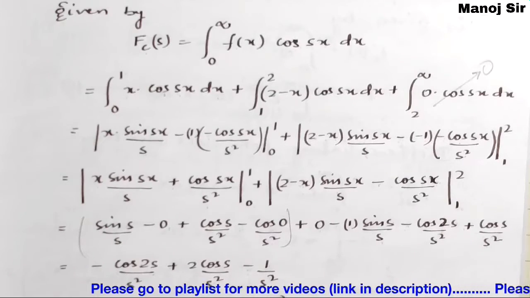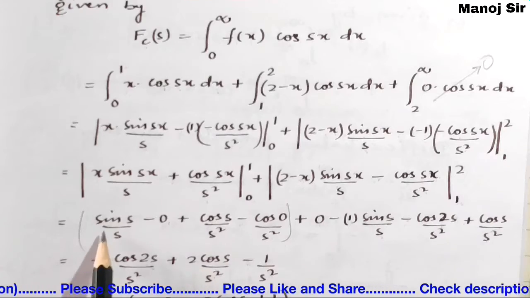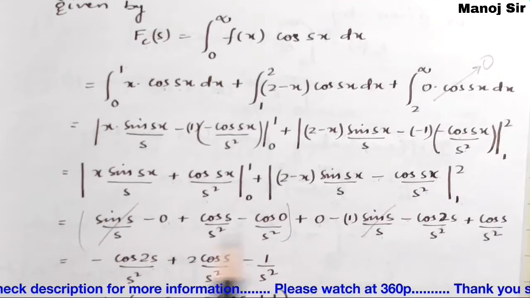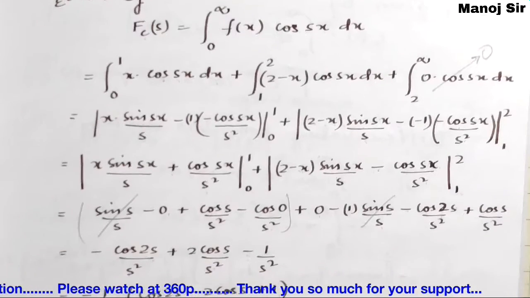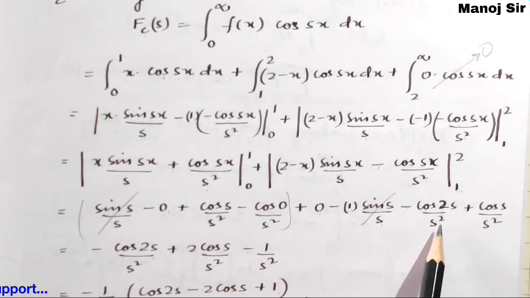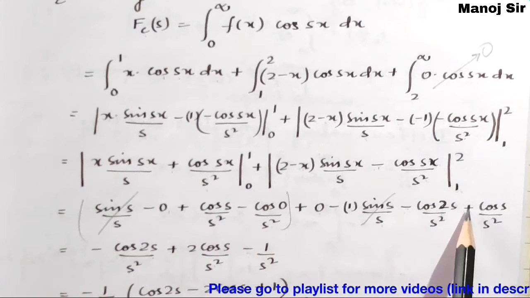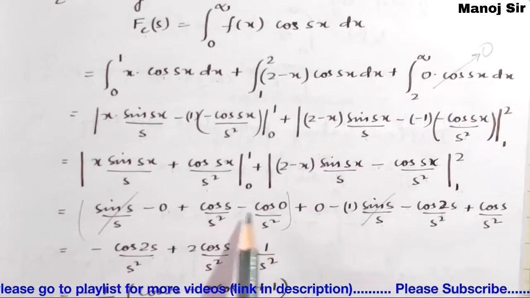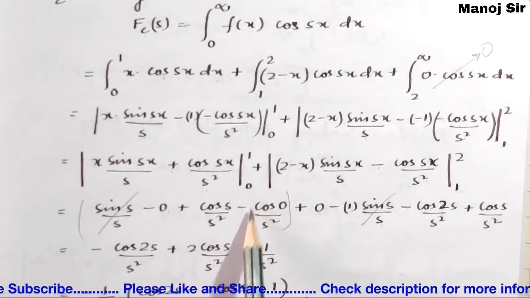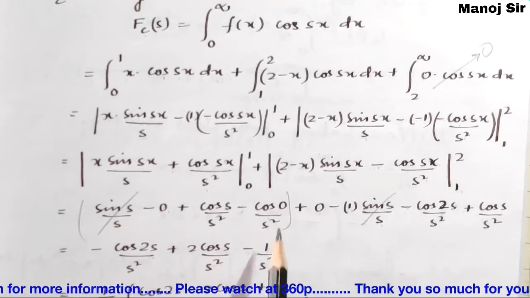Now if you see, here we have minus of sin s upon s, and here we have sin s upon s. Here it is negative, here it is positive, so both the terms will get cancelled. What is left? This part is left, that is minus cos 2s upon s square. Here we have plus cos s upon s square plus cos s upon s square. Simply add both, you will get plus 2 cos s upon s square. Again this term is also left, that is minus cos 0, which is 1, so minus 1 upon s square.